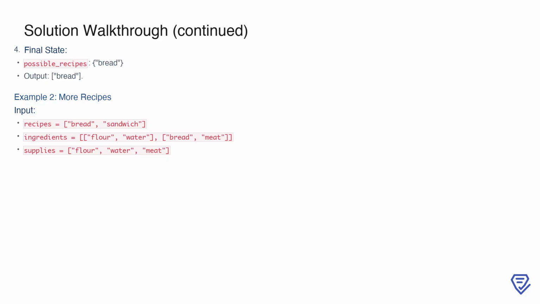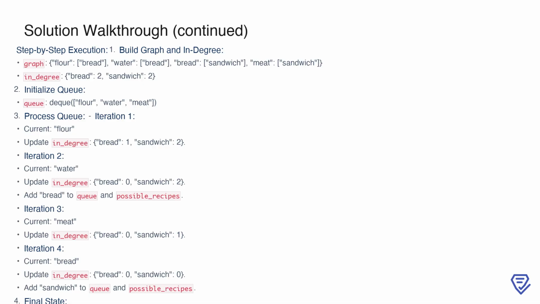Now, let's consider a more complex scenario involving multiple recipes. In this new example, we have 2 recipes, bread and sandwich. Bread requires flour and water, while sandwich depends on bread and meat. The supplies include flour, water, and meat. For this example, we start by building the graph and indegree map. The graph shows that flour and water contribute to bread, while bread and meat contribute to sandwich. The indegree map reflects these dependencies. Bread has 2 and sandwich also has 2.